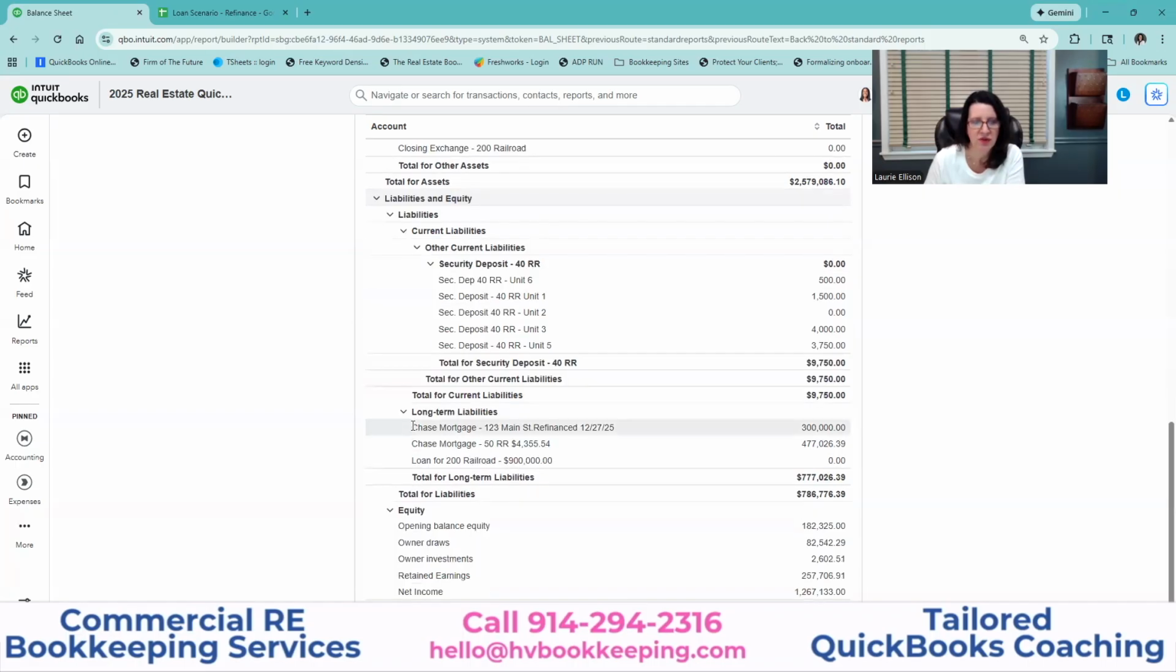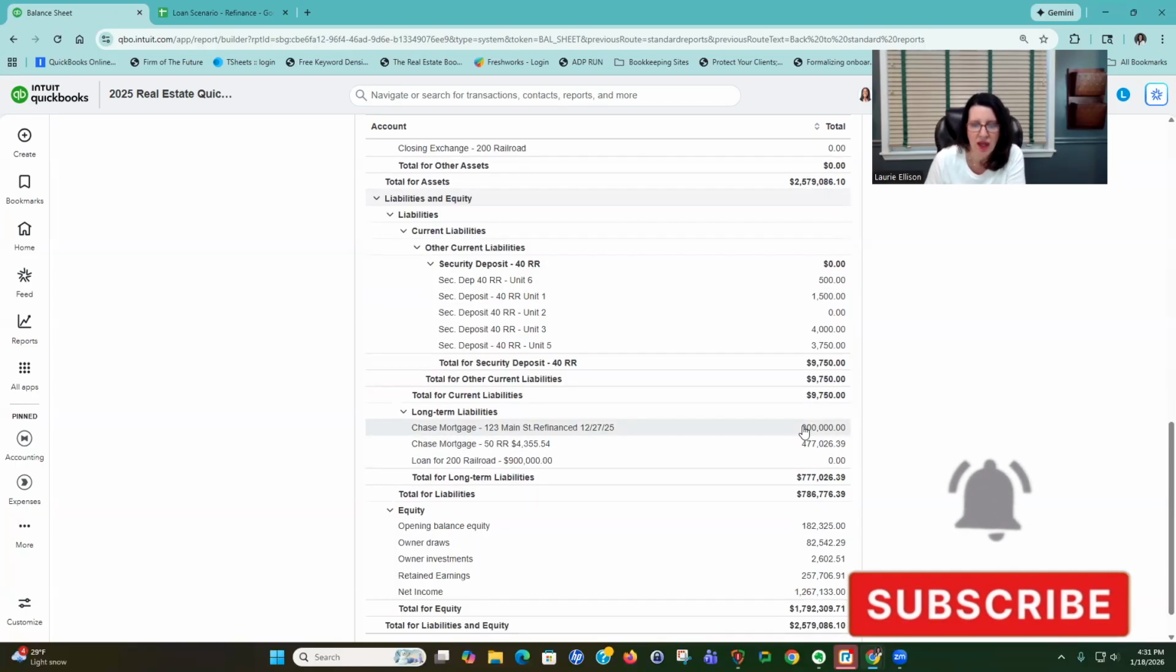So what I did before as well is I went in on this mortgage, and we were talking about this one right here, the 123 Main Street, because often if you have multiple properties in a QuickBooks, you will also have multiple loans with the same bank, because they decided they believe in you, and now you get all your loans from them.